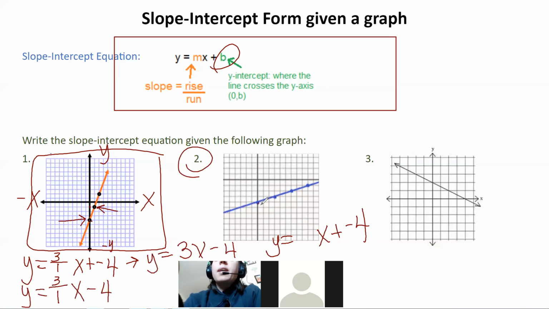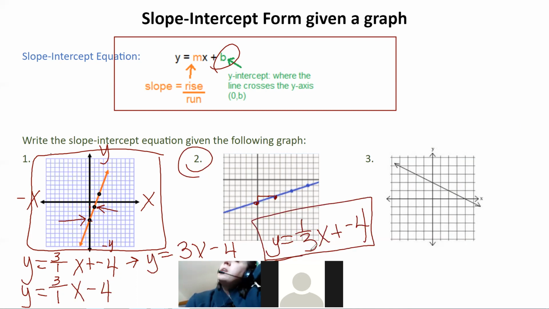What does it take to get from here to here? 1/3. So Malachi says 1/3. That would mean that from the left point, we're going to go up 1 and right 3. You guys agree with him? All right, let's do it. Up 1, 1, 2, 3. Very good. That is right. Nicely done, my friend. Y equals 1/3 x plus negative 4.